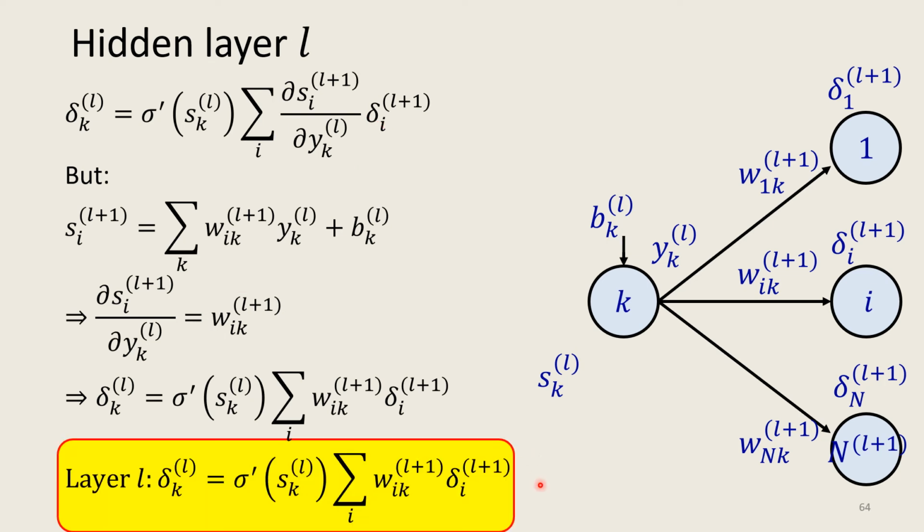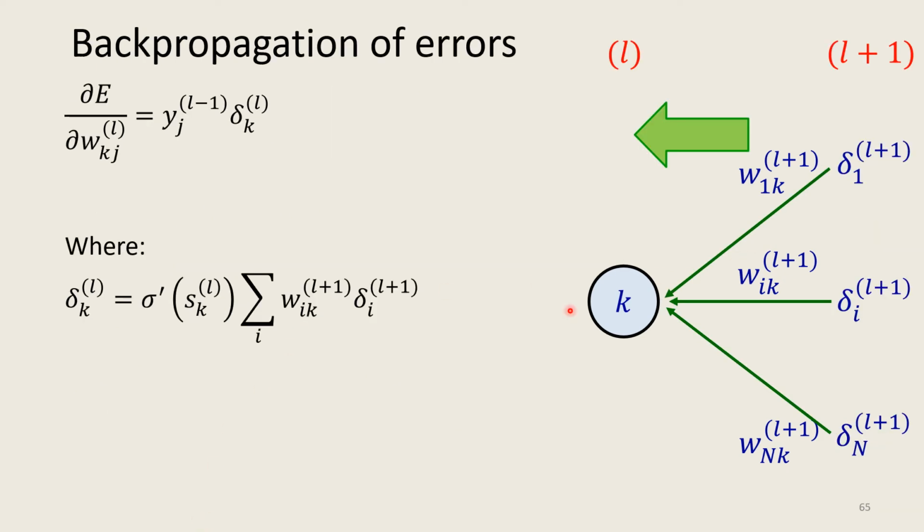So it's an important equation. We store it aside. And let's see what we are doing here. How do we compute this delta K of layer L? In this expression, observe that when we are trying to compute delta of this neuron K of layer L, we are actually using the deltas of the next layer L plus 1. That's why this step is called backpropagation of errors.